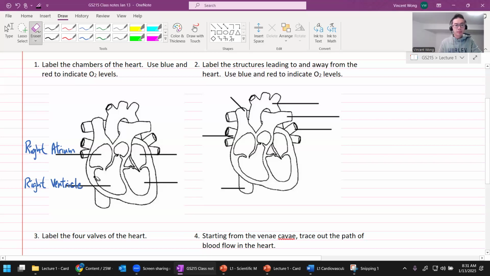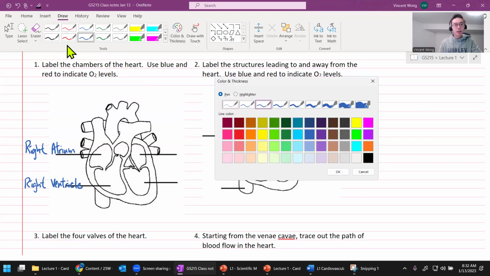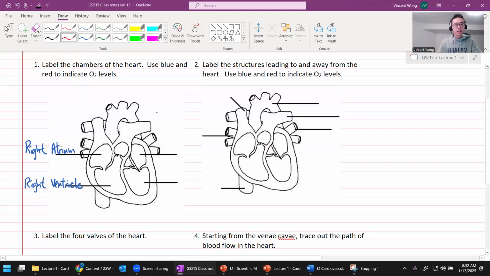Right? And on the other side, it would be carrying oxygen-rich blood. And so we'll use red for that. This is the left atrium. Below that would be the left ventricle.